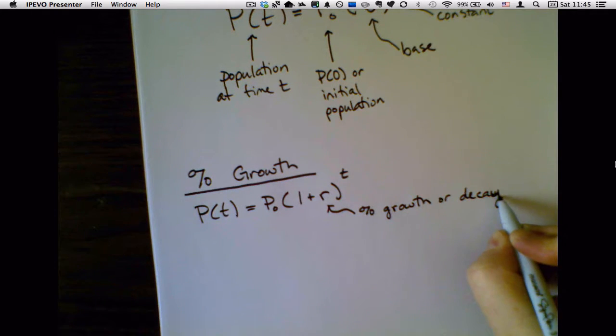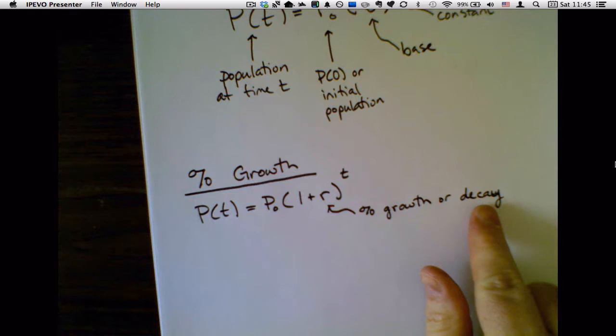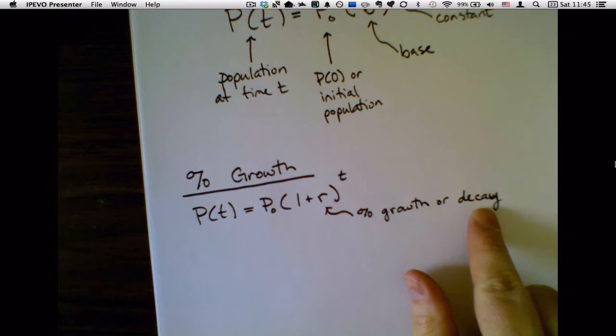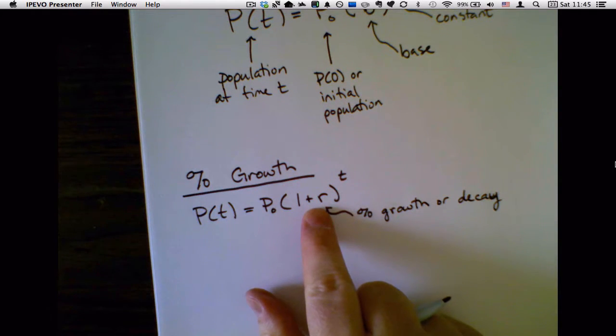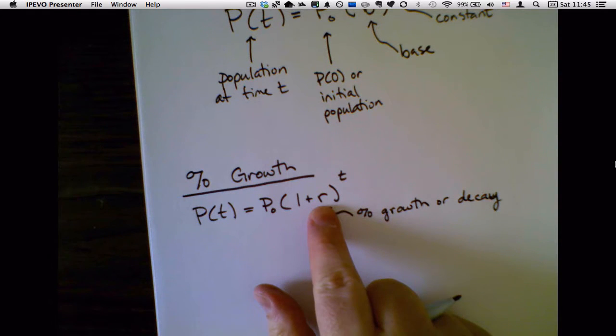Wow, decay, there we go. So if your population is decaying, that means it's shrinking, which would mean that this number would be negative. Okay, so 1 plus a negative number.